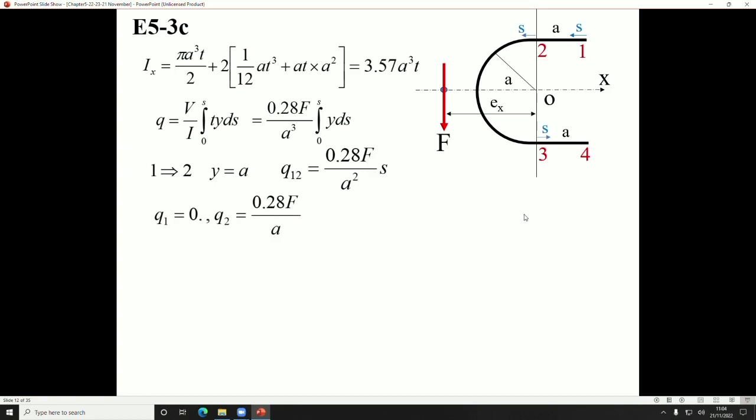So point 1 is the open end, q1 is 0. At point 2, I am working at the moment on this panel, on this coordinate system. On this panel, at this point, s is equal to a. So if I substitute in this equation, I get the value of the shear flow at point 2. Now I move on to panel 2-3.